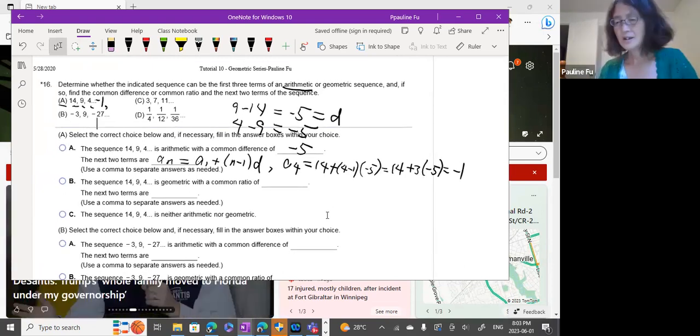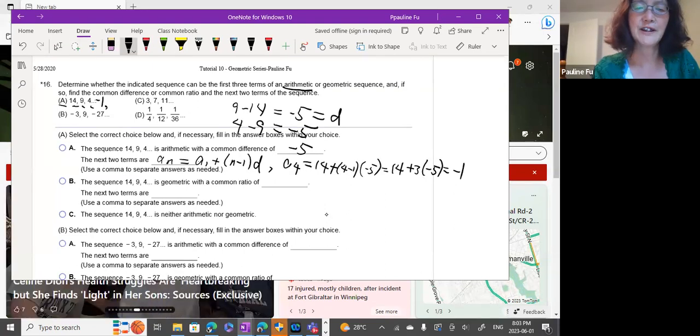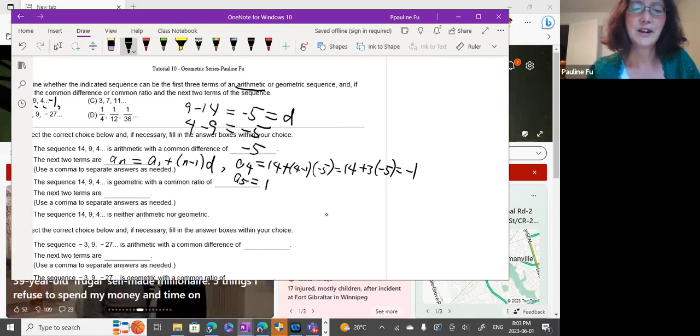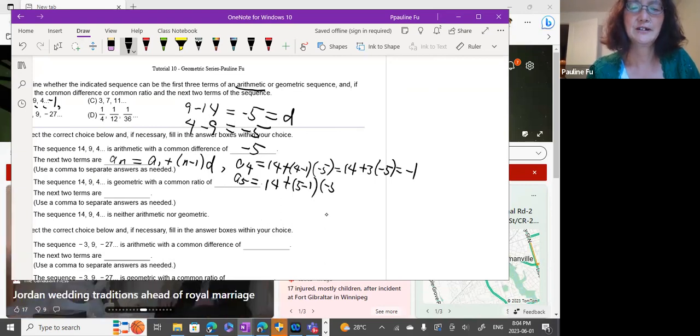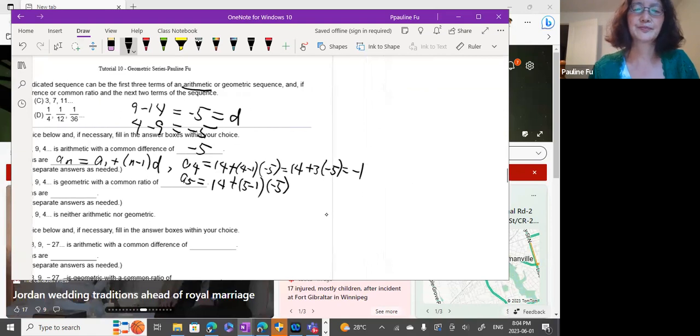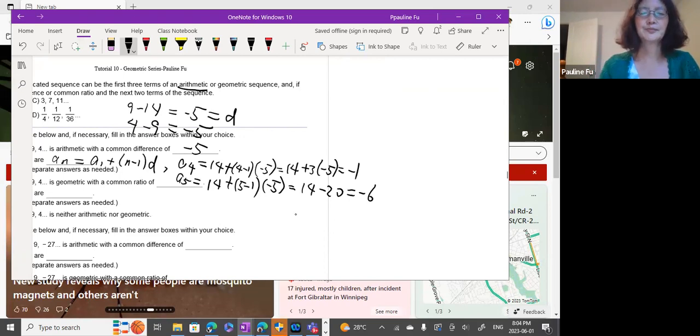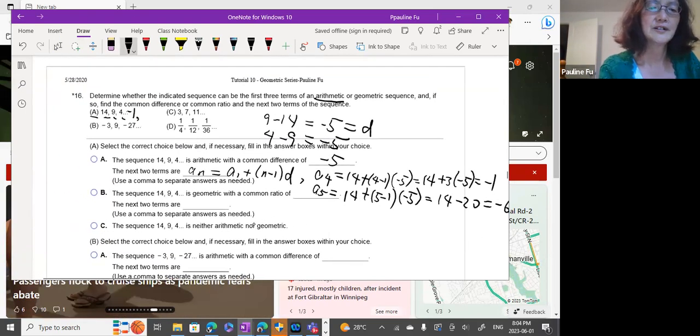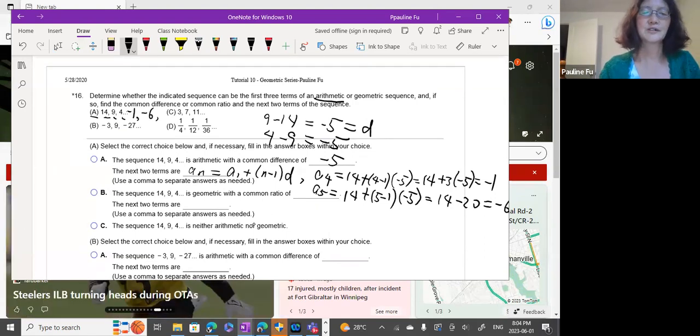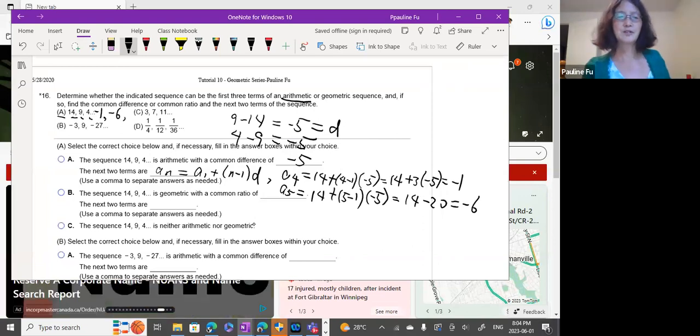And then we also need to find a_5. So a_5 is a_1 plus (5 minus 1) times d. d is -5, so it is 14 minus 20, which is -6. So after -1, you get -6. Okay. Questions?